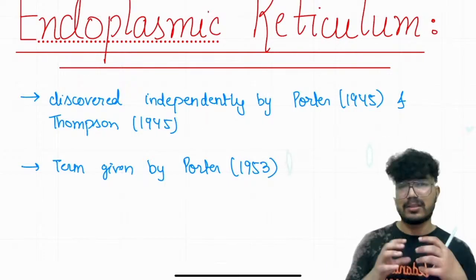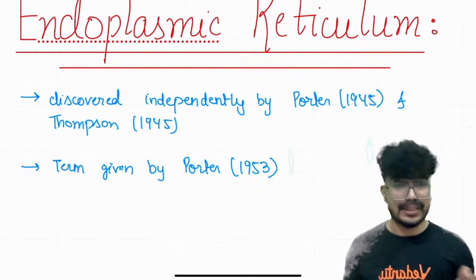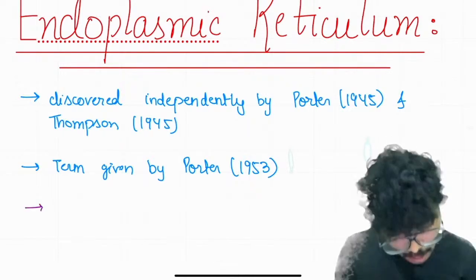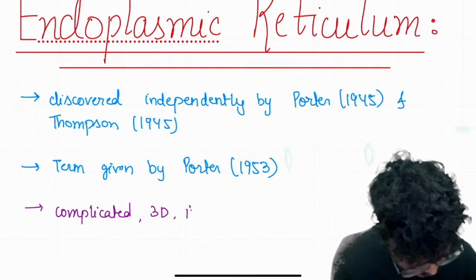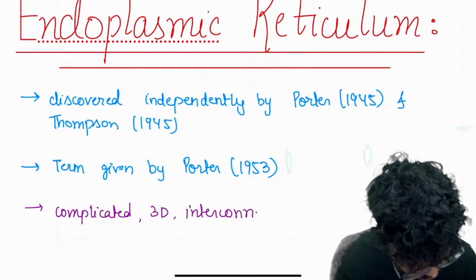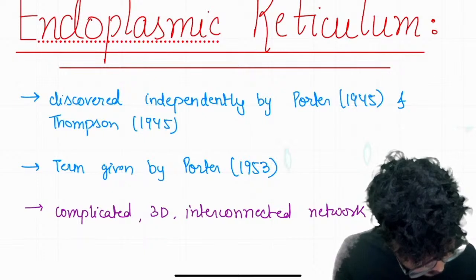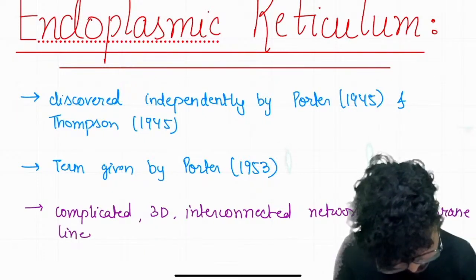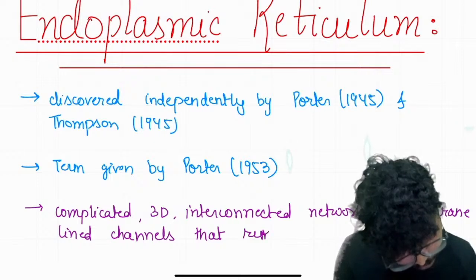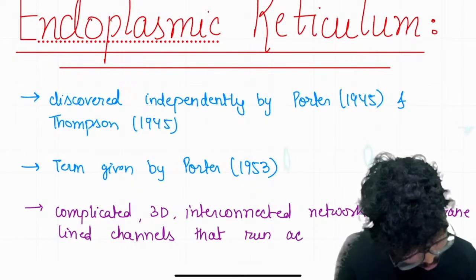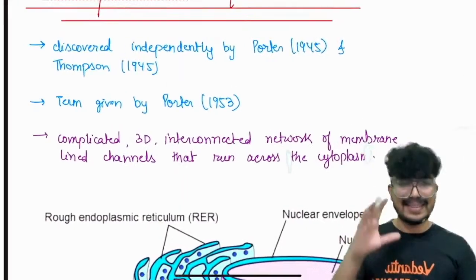Now what is endoplasmic reticulum? It is a very complicated, three-dimensional interconnected network of membrane lined channels that run across the cytoplasm. Correct. So basically, let's say you have a city.